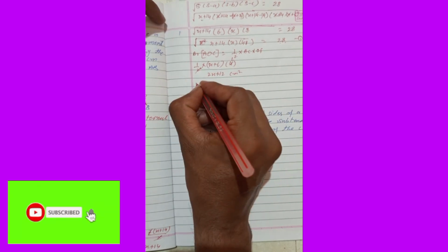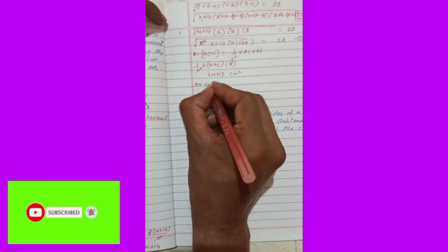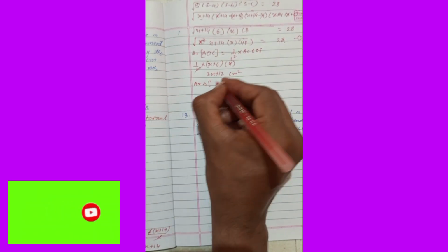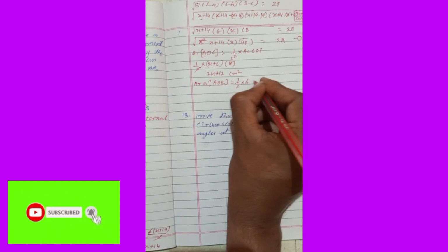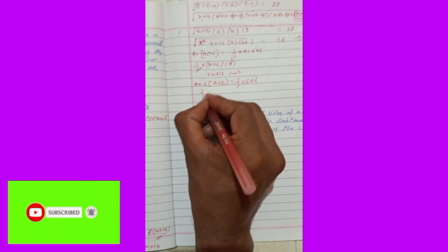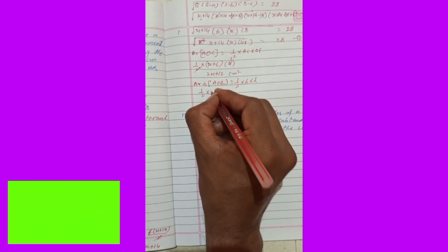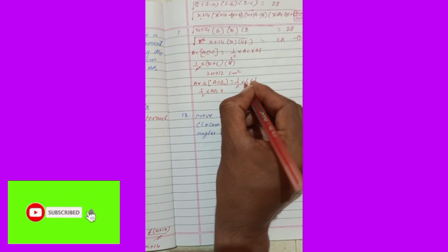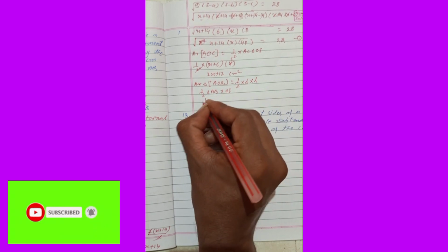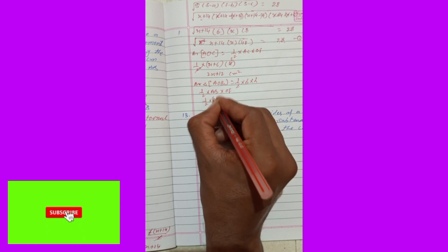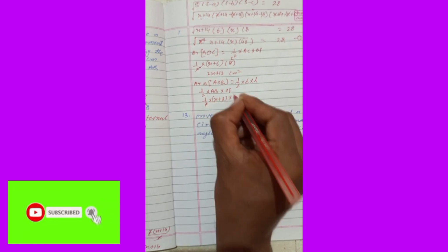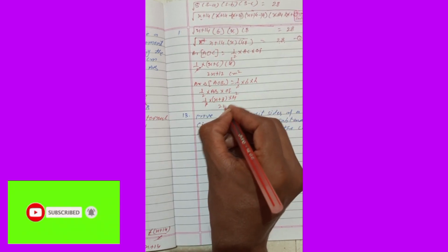Similarly, the area of triangle AOB is equal to half into base into height. The base is AB and the height is OE. Half into base, AB is x plus 8, and OF is 4. Then we got 2x plus 16.